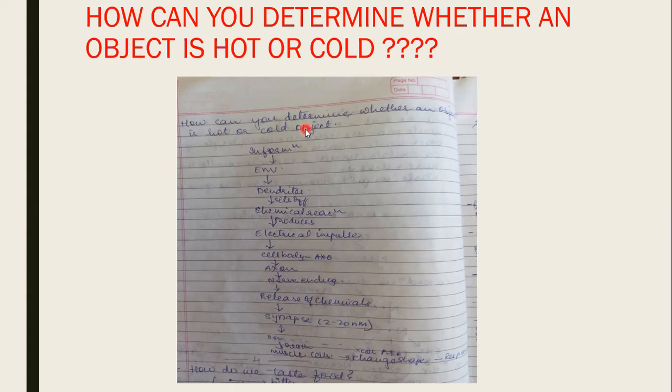We will continue with our concept of how to determine whether an object is hot or cold, and in the last part we have completed till here: that information from the environment is taken by the dendrites. It sets off a chemical reaction and it produces an electrical impulse, and we have said how it is done in the higher standard. So we were till here in part 1. So the chemical reaction, it is producing an electrical impulse where?